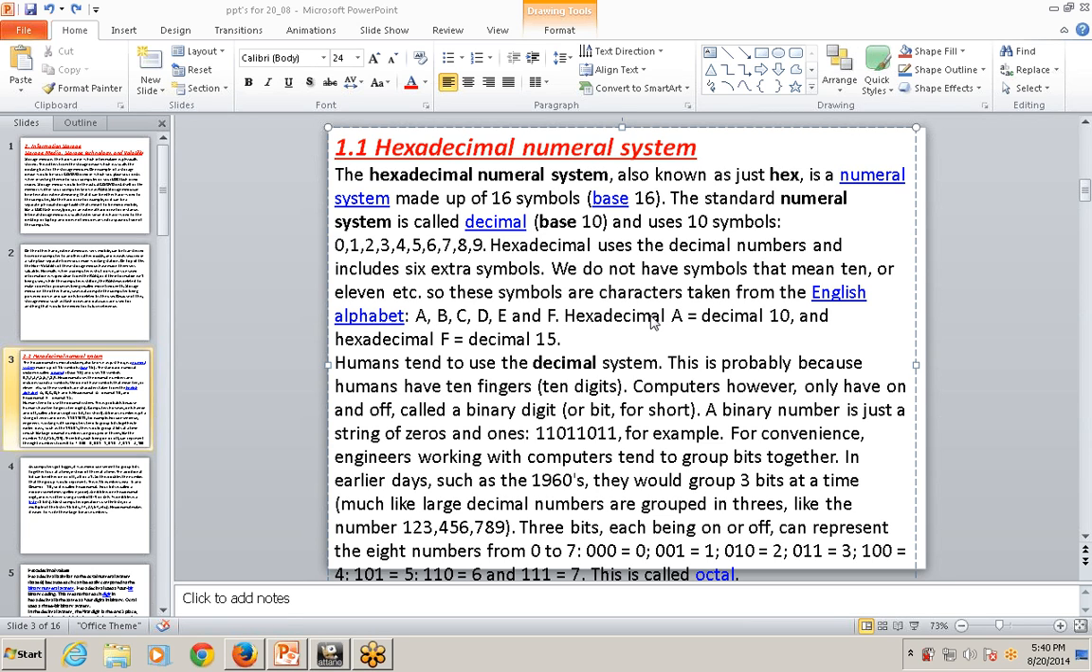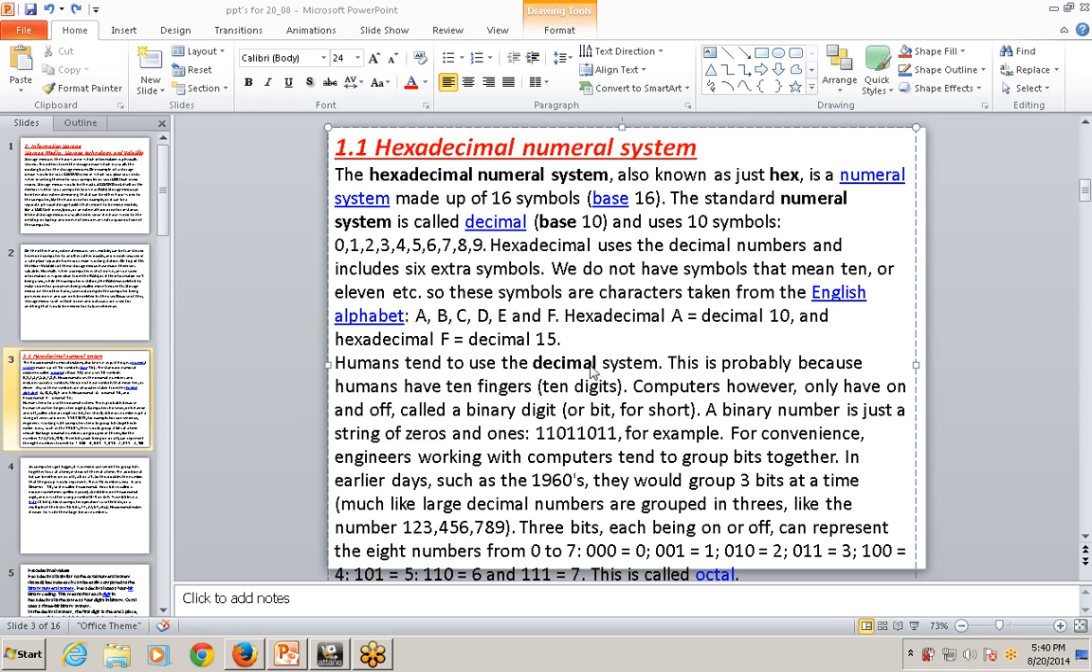In addition to the decimal number system, hexadecimal contains 6 extra symbols: A, B, C, D, E and F. First there are 10 numbers starting with 0 and ending with 9, and then 6 additional symbols starting with A and ending with F. A is denoted by 10, B by 11, C by 12, D 13, E 14 and F 15.